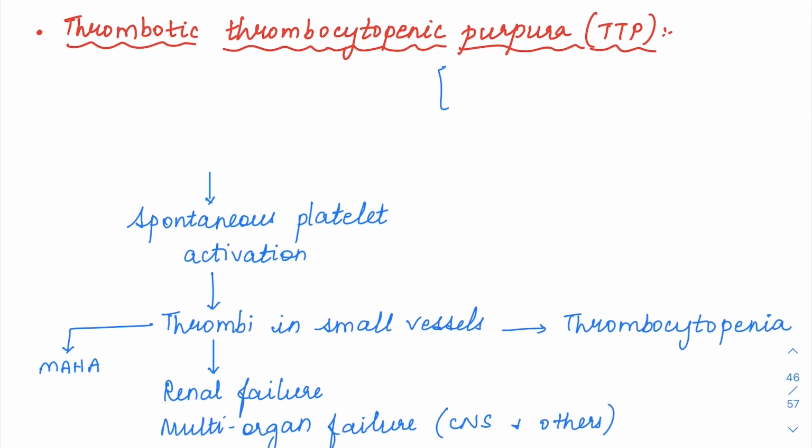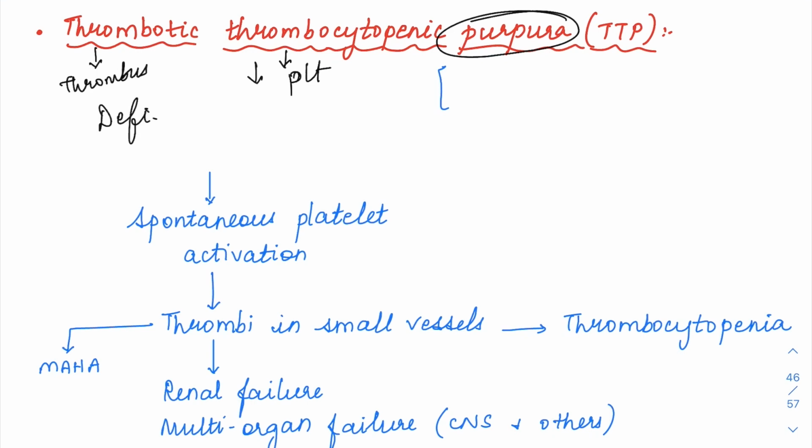Then seeing TTP. So TTP is thrombotic thrombocytopenic purpura. So as the name suggests, there is going to be presence of thrombus formation here. And there is going to be thrombocytopenia because platelets are being consumed in this formation of thrombosis. And because of decreased platelet count, there is going to be purpuric presentation, right? Here actually, the defect is going to be a deficiency of a protein called ADAMTS13. So ADAMTS13 is an enzyme actually.